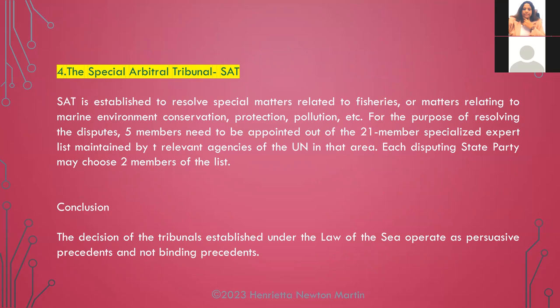Next is a Special Arbitral Tribunal, or SAT. The SAT is established to resolve special matters related to fisheries, that is, special instances like fisheries or matters relating to marine environment or conservation or protection, pollution, etc. So for the purpose of resolving the disputes, again, five members need to be appointed out of the 21-member specialized expert list maintained by the relevant agencies of the UN in that area. So each disputing state party may choose two members of the list.